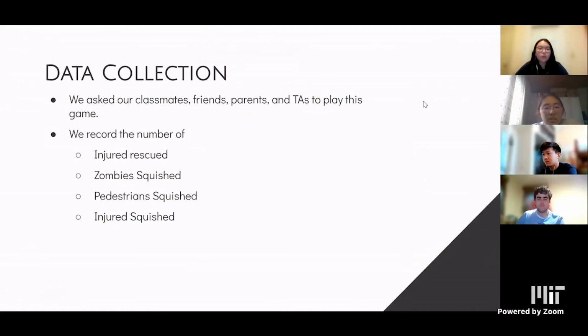Okay, so I'm going to talk about data collection and analysis. Basically, how we collect our data is that we ask our classmates, friends, parents, and TAs to play this game 3 times, and we record their number of injured rescued, zombies squished, pedestrians squished, and injured squished of every round.